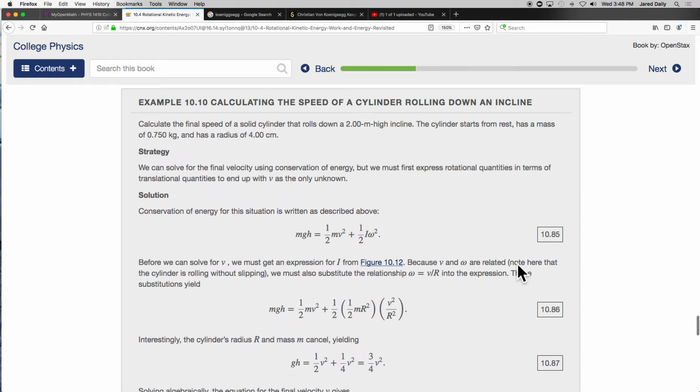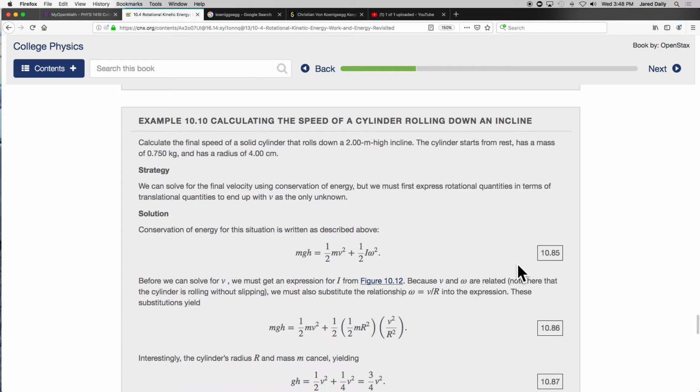So this is one of the classic examples of using these energy ideas, rotational and translational energy ideas, in a situation. This is kind of like the rolling down the table race that we did yesterday, or whenever it was we did it. In this case, we're going to calculate the final speed of a solid cylinder that rolls down a 2-meter high incline. The cylinder starts from rest, has a mass of 0.75 kilograms and a radius of 4 centimeters.